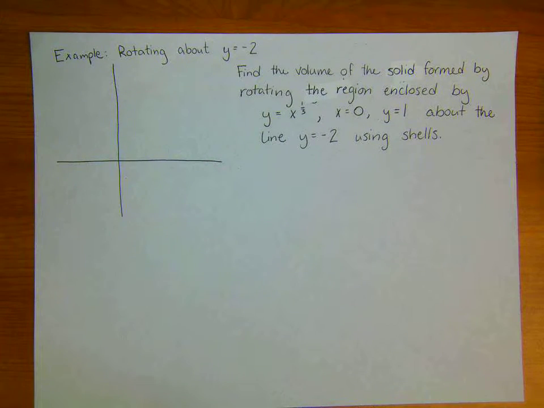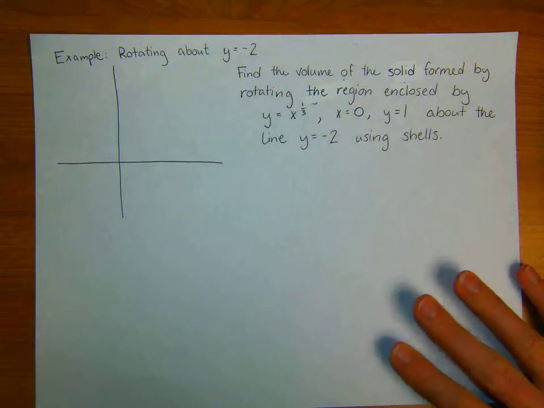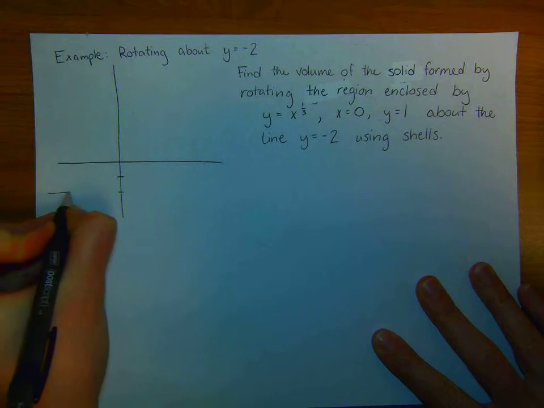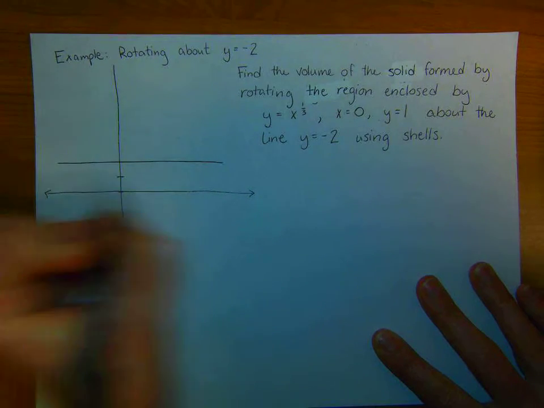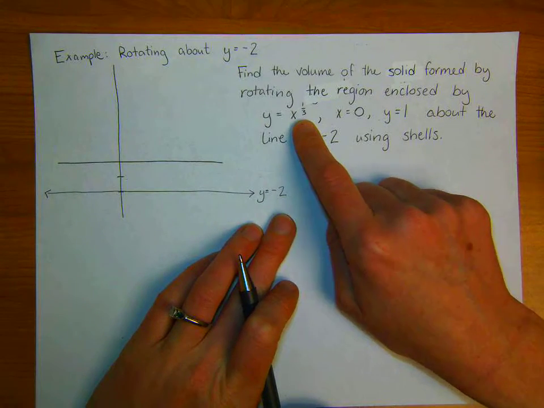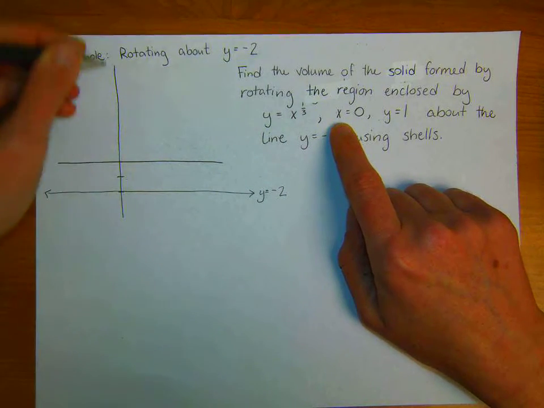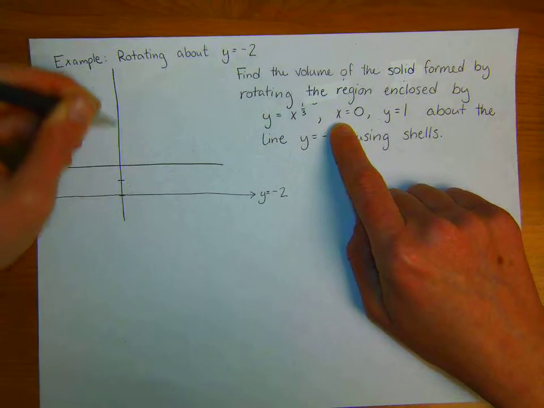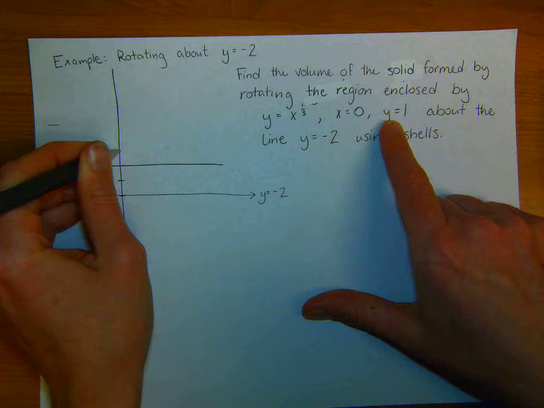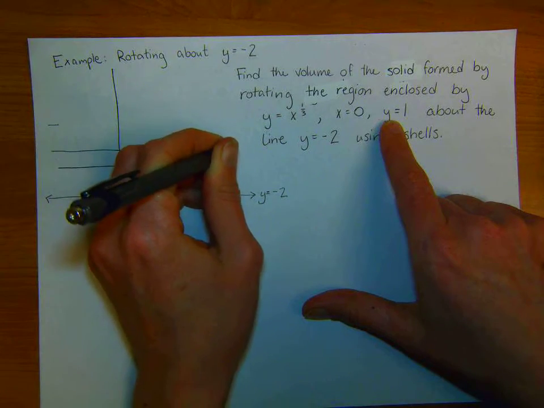In our previous example, we had them rotating about the y-axis, but we could also rotate them about the x-axis or about lines. So I'm going to do an example now where we're rotating not about an axis, but about the line y equals -2. Let's look at this region. This region is bounded by y equals the cube root of x, the line x equals 0, which is the y-axis, and the line y equals 1, that's this line up here. Maybe I'll scale it up a little bit. This is the line y equals 1.